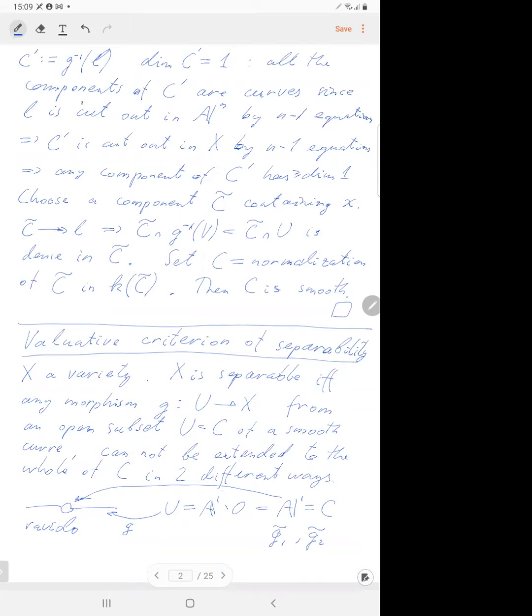Okay, so let's prove this criterion. Well, it's easy in both directions. So first, assume that X is separable, and assume that G1 and G2 are two extensions of the morphism G from an open subset of our curve to X.